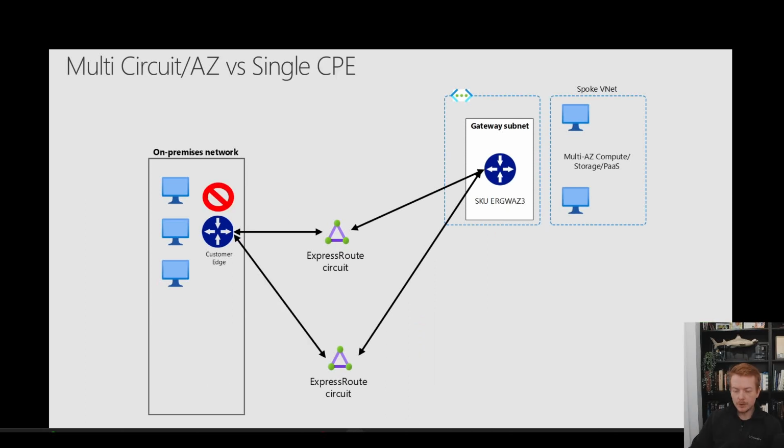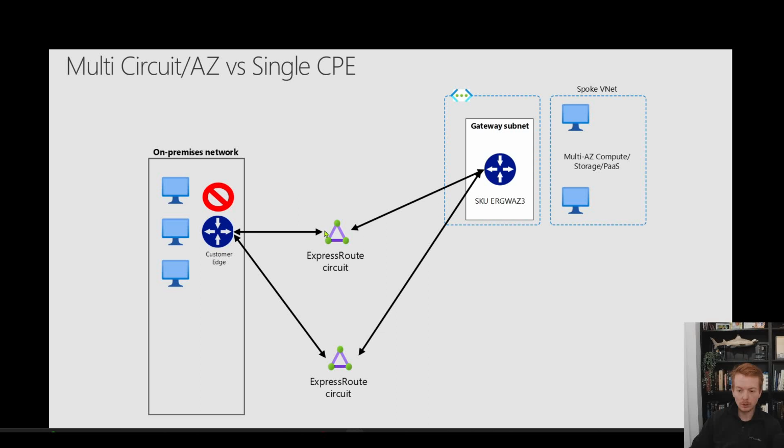Okay, the next one. So this customer's got the multiple circuits. We've got availability zones everywhere, including the gateway in Azure. But back on premises here, this could be all the way back in the data center, this customer edge device, or it could be some sort of CPE device on the edge of an MPLS network managed by a customer or the incumbent WAN provider. But ultimately, we're stitching together the multiple connections to the Microsoft Edge into a single CPE device.